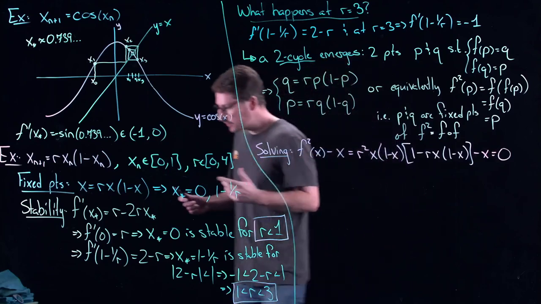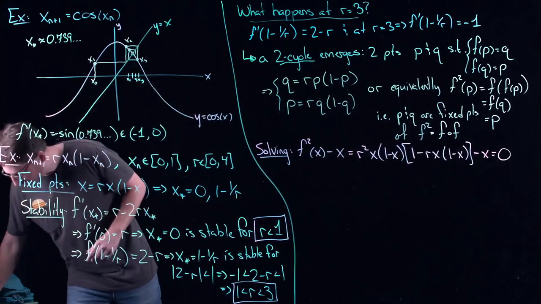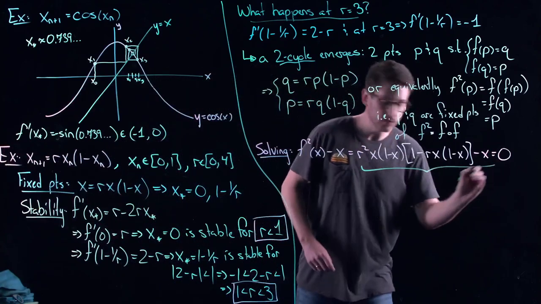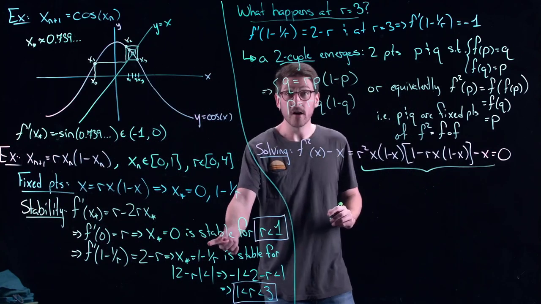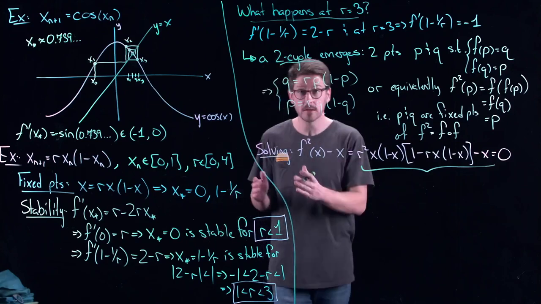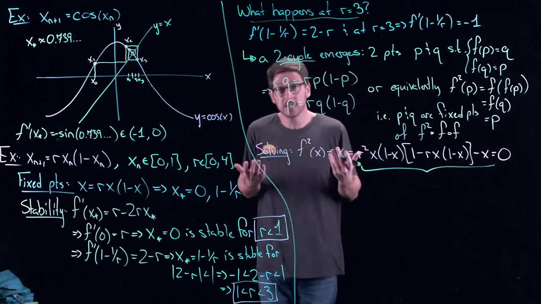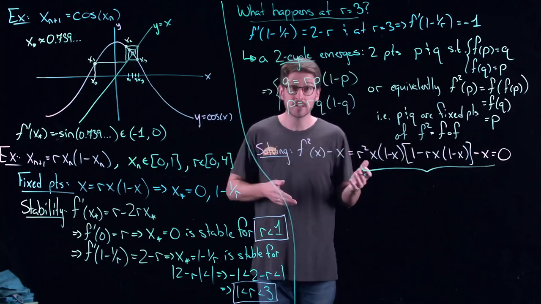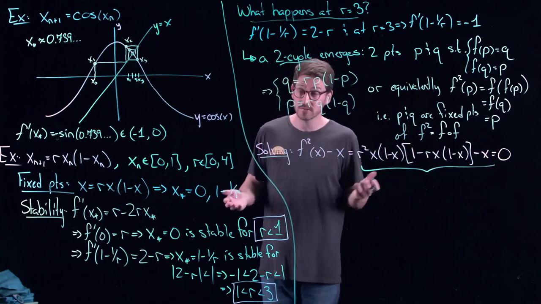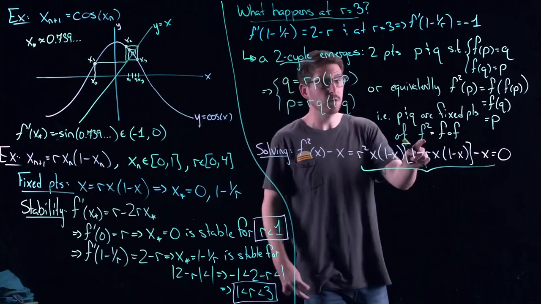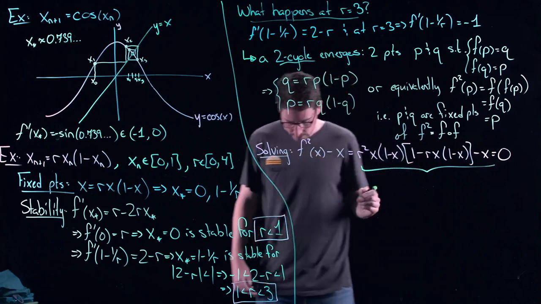There's already a few solutions. There's two roots that I already know to this thing. Those two roots are the fixed points that I already identified, because their sequence is just 0, 0, 0, 0, 0, 0. By definition, that sequence is also a two cycle, right? It repeats every two units. Actually, it repeats every one unit, but that's okay. It's still going to be a fixed point of the second iterate map.